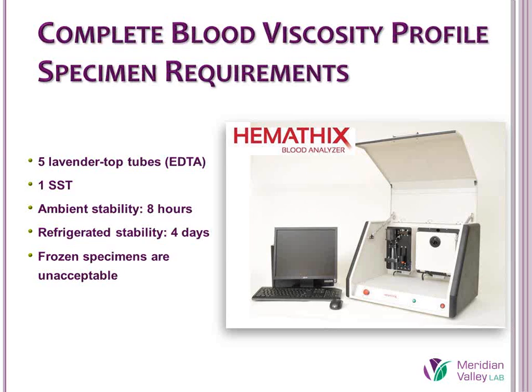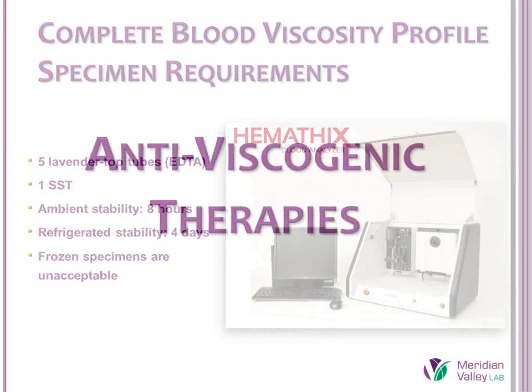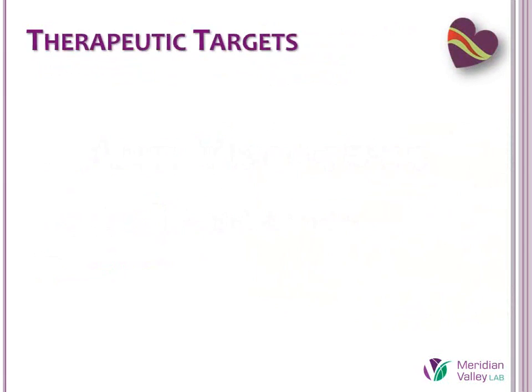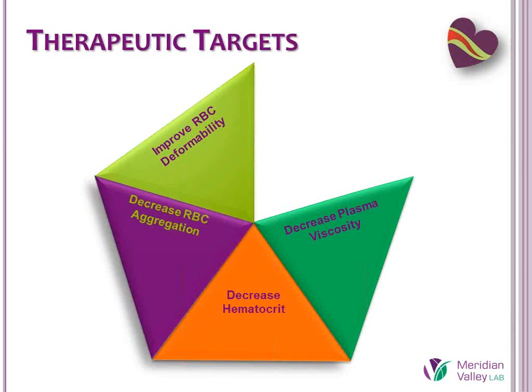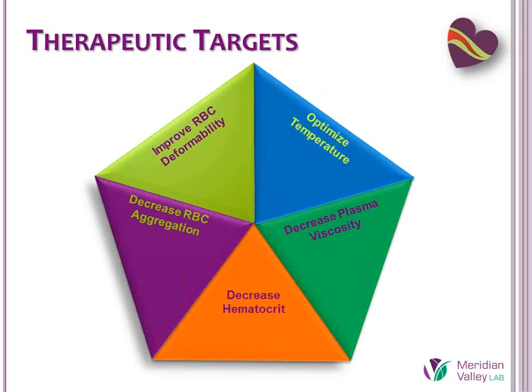I mentioned at the beginning that blood viscosity can be treated with currently available natural therapies, and we're going to look at that a little bit right now. So our therapeutic targets are based on the 5 primary determinants of blood viscosity. We use those to guide us. We want to decrease hematocrit, improve red blood cell deformability, decrease plasma viscosity, decrease red blood cell aggregation, and optimize temperature, body temperature.